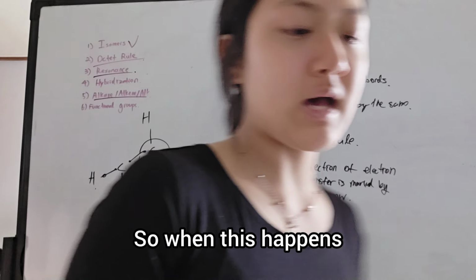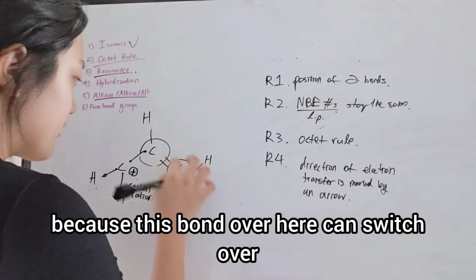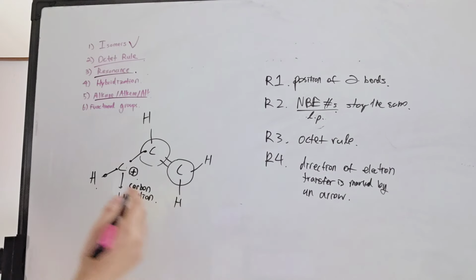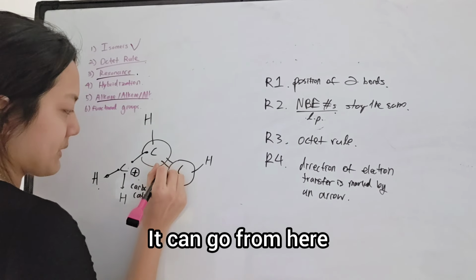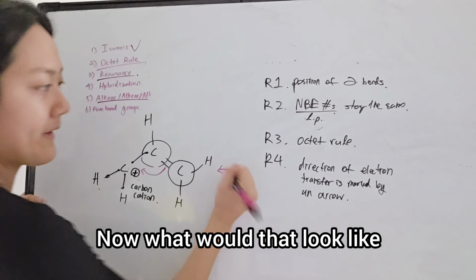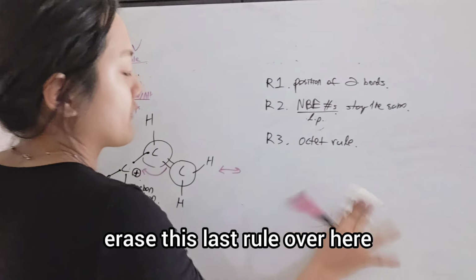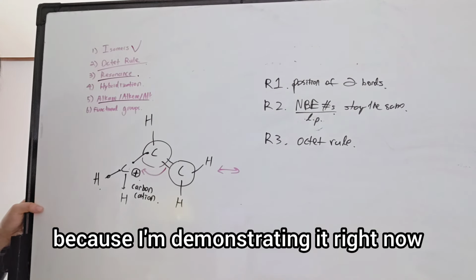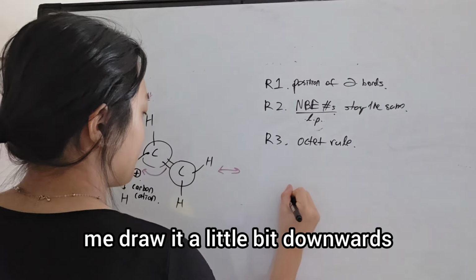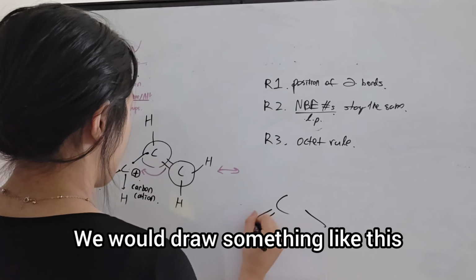So when this happens, there's a resonance structure because this bond over here can switch over to the other side. Now, what do I mean by that? It means this can happen. It can go from here, switch over to here. Now, what would that look like? Let me erase this last rule over here because I'm demonstrating it right now. And then we would have something like, let me draw it a little bit downwards. We would draw something like this.